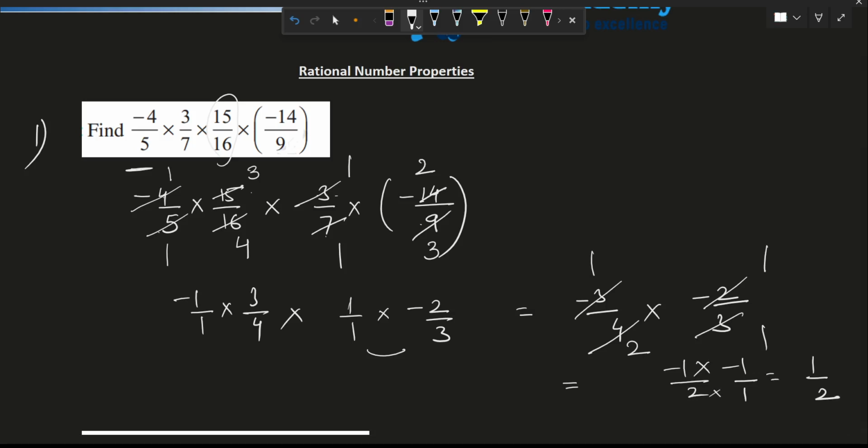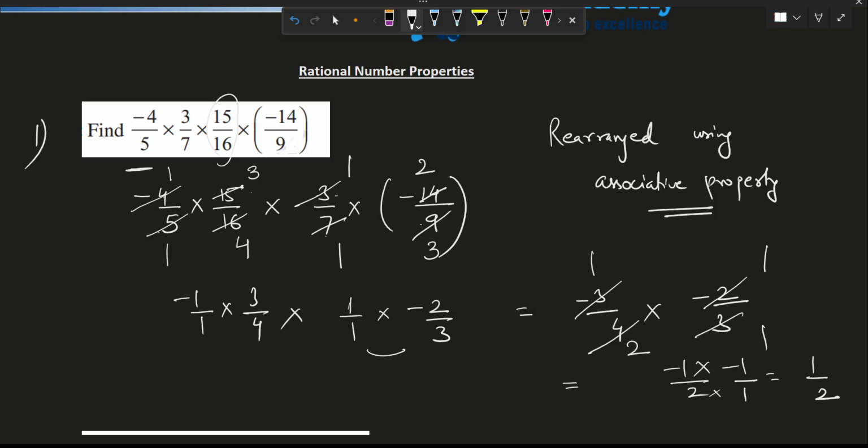That's our answer. So which property did I use over here? I used the associative property. I rearranged using the associative property. What the associative property says is that when we have two or more rational numbers and we multiply them in any order, the output or the product is always going to be the same.